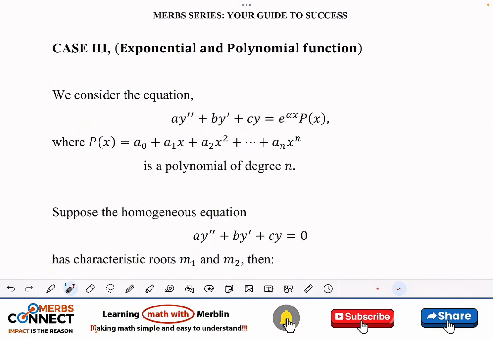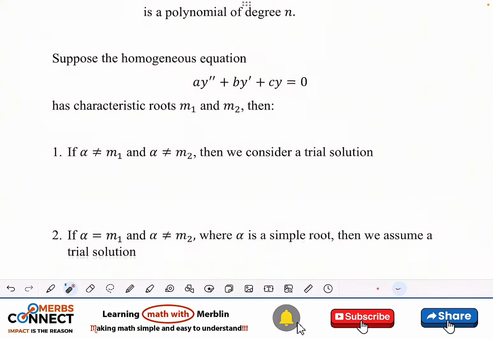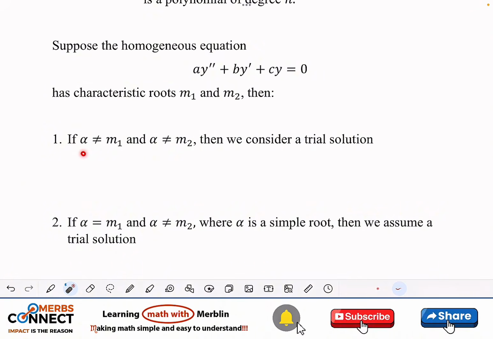So anytime you have an exponential function, we compare the m1 and m2 to the coefficient of x here. So let's start by assuming that they are not the same. Alpha is not the same as m1, it's not the same as m2, and m1 is also not the same as m2. Then what will be the trial solution? So the trial solution here is going to be yp equals e to the power alpha x, then a polynomial function.